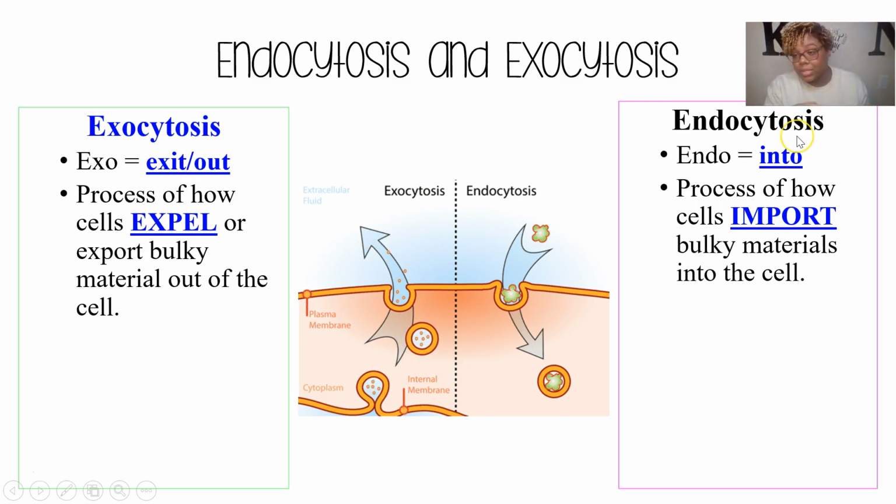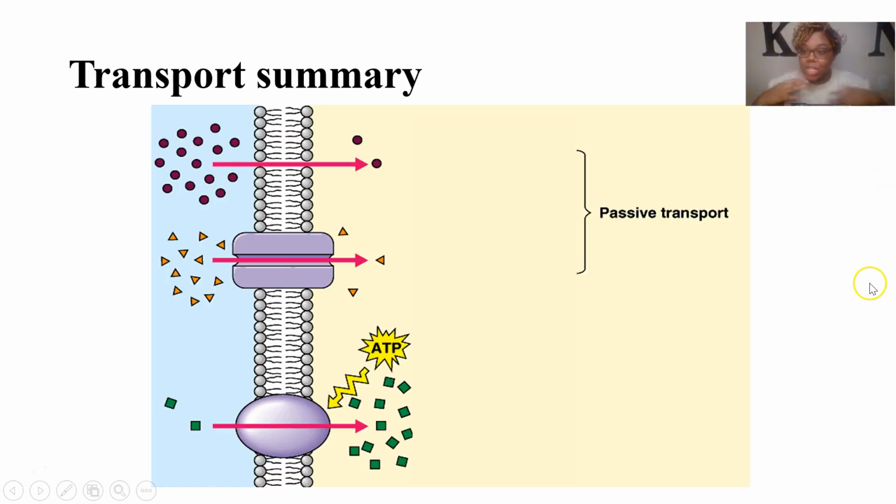Now endocytosis, the word endo sounds like what? Enter, into, in. So that's what that means. You're taking a bulk of material or a large material in. So here is, let's say, the bacteria, and it takes it in, and you can tell because the arrow is pointing in. So it's importing material.